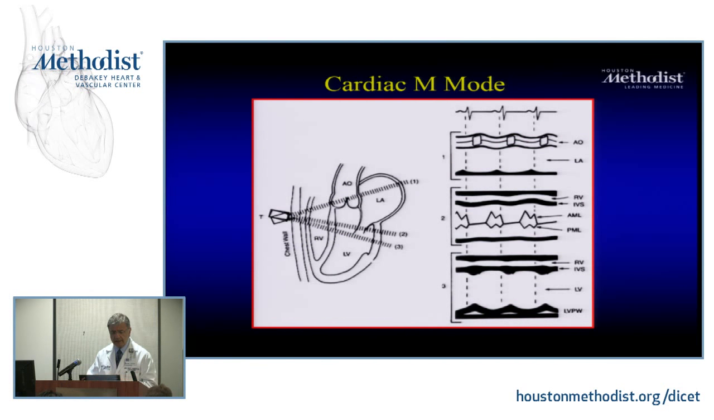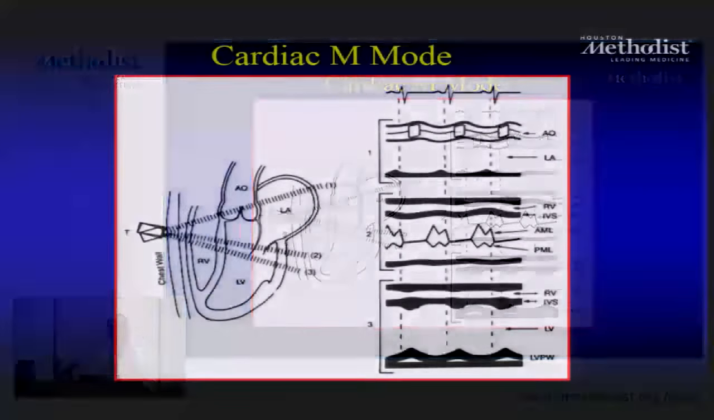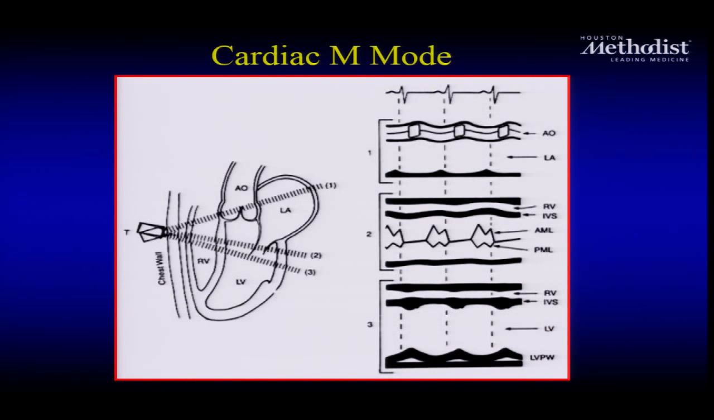So an example of M mode of the aortic valve on top, right? It opens up, it almost looks like a box, and then it closes, mitral valve motion, and then you can take a look at the anterior wall of the right ventricle, then the right ventricular part of the septum, the left ventricular part of the septum. So these are the structures.